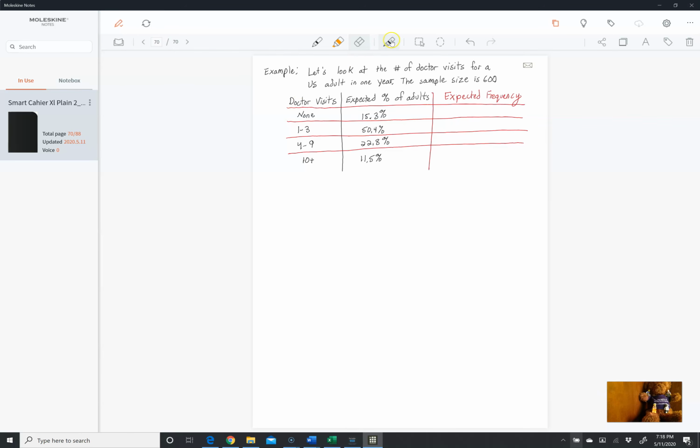Okay, so how do we calculate the expected frequency? Well, our sample size is 600. So we want to figure out what is 15.3% of 600. And if we calculate this, it's 92. And it's not an exact number, right? If you look at this on a calculator, you don't get exactly 92. You get 91.8. So round to the nearest whole in this case, okay?